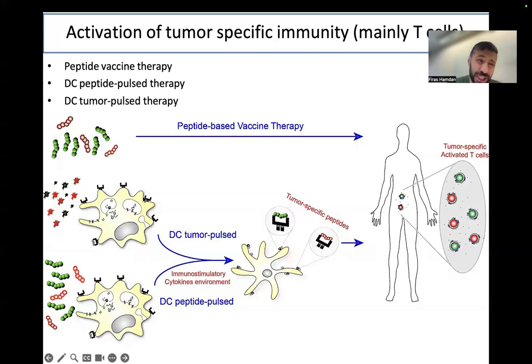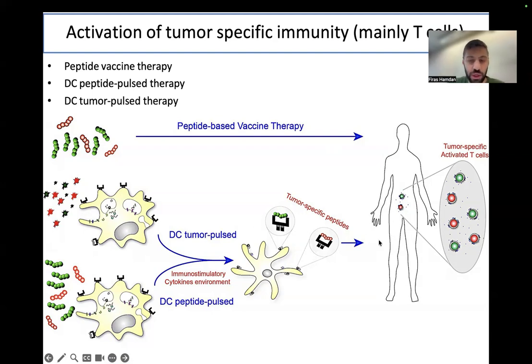If you don't really know the tumor peptide, you just give the whole cancer and let the dendritic cell decide whatever tumor peptide it wants. It will decide by itself. You basically expand these dendritic cells, you feed them with whatever peptides you want, either peptides or whole cancer, and then you inject them back into the human. This is called peptide-based vaccine therapy, or dendritic cell therapy. So you can have dendritic cell peptide-pulsed or dendritic cell tumor-pulsed therapy in some sort of way.